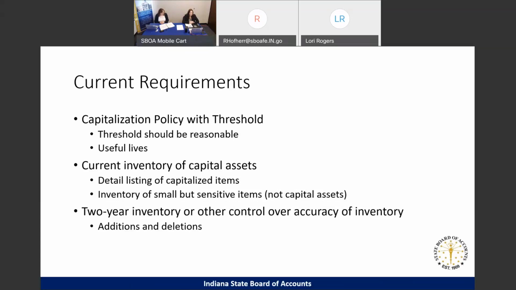So the capitalization policy is the first thing. This does not have to be a long, detailed policy. We had training last fall from Mike Nielsen, and that presentation is still available on our website, his PowerPoint. I'm putting together a capitalization policy, some guidelines for that. You need to set a reasonable threshold for capitalization that works for your county. There is not one right answer.